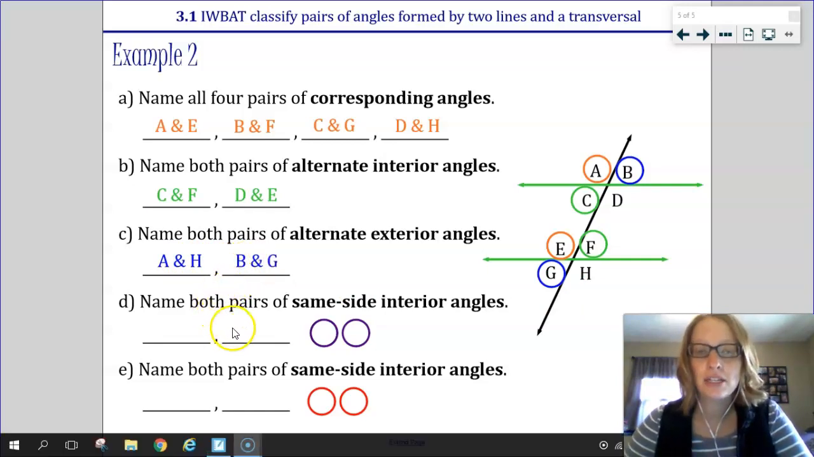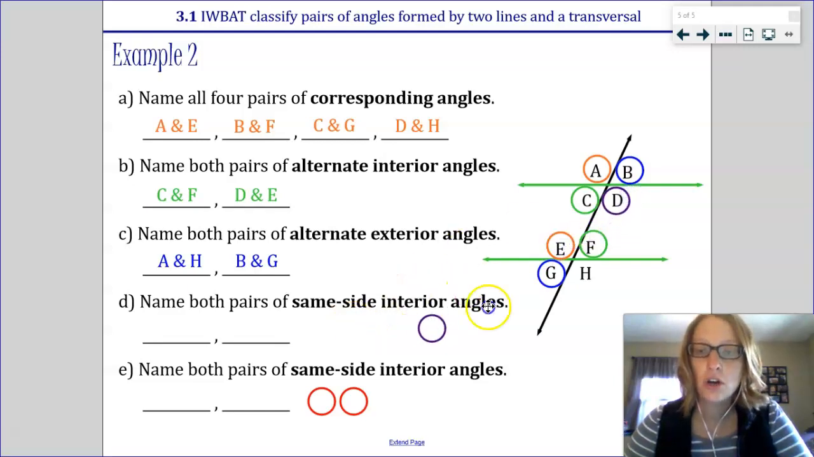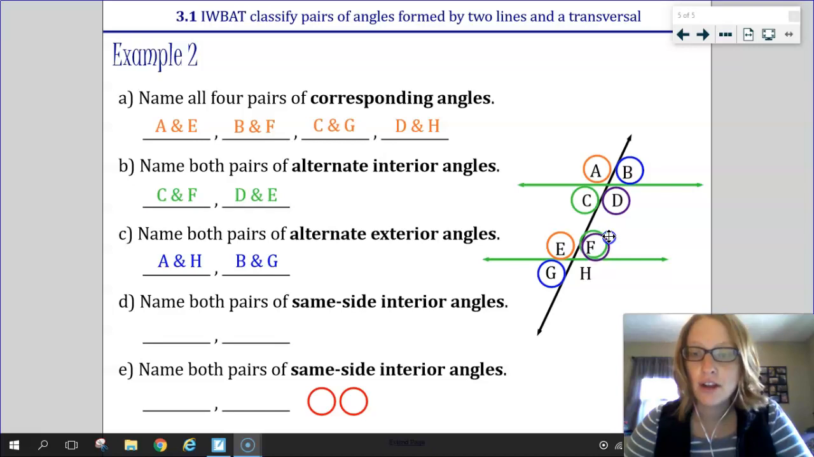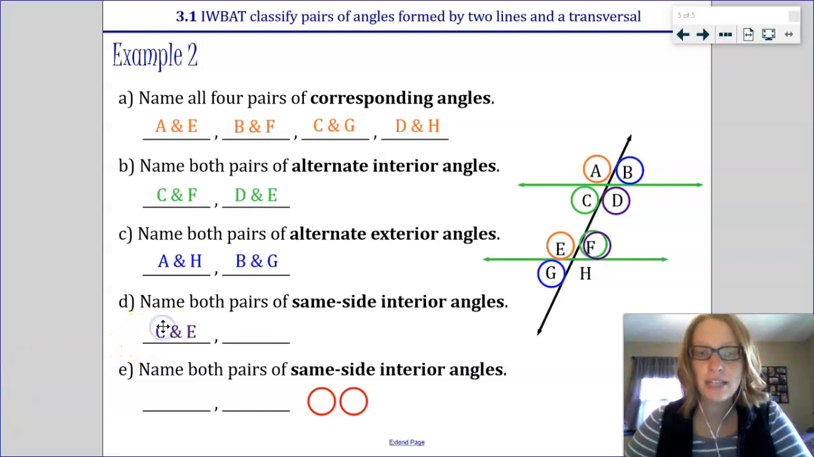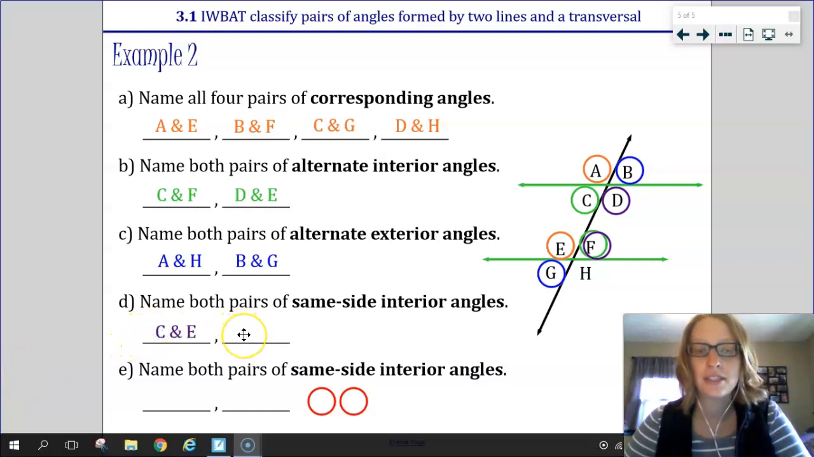Next, we have same side interior angles. Those are on the same side of the line in between the 2 given lines. One pair of same side interior angles could be D and F. They're on the same side of the line, D and F, and they are both inside of the 2 given lines. The other pair would be C and E, both inside and on the same side of the line. C and E are on the left side of the transversal, D and F are on the right side.